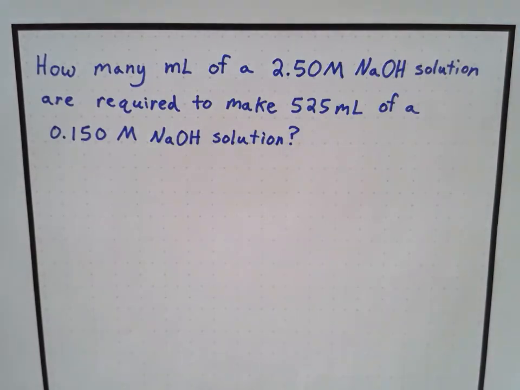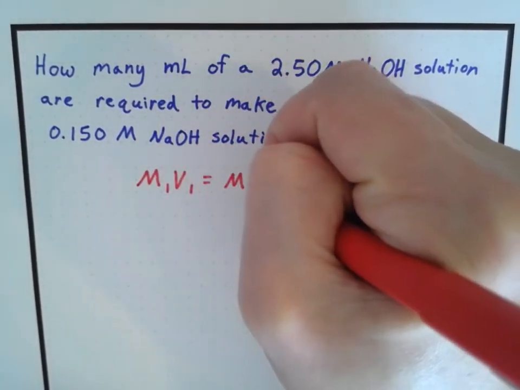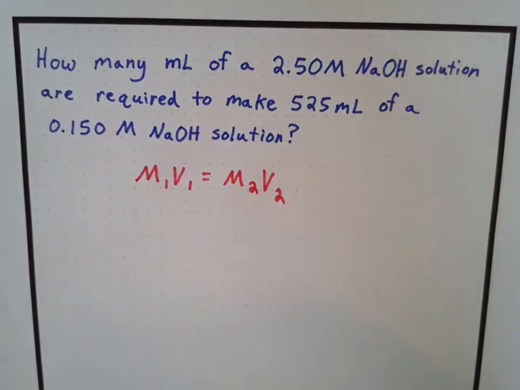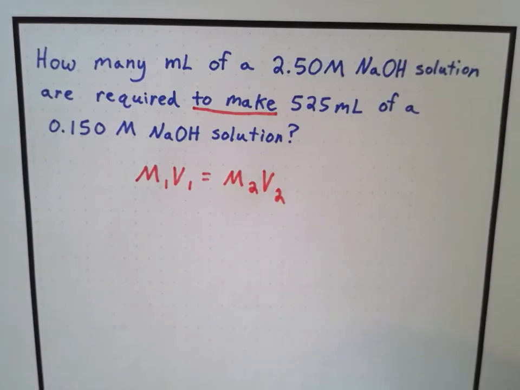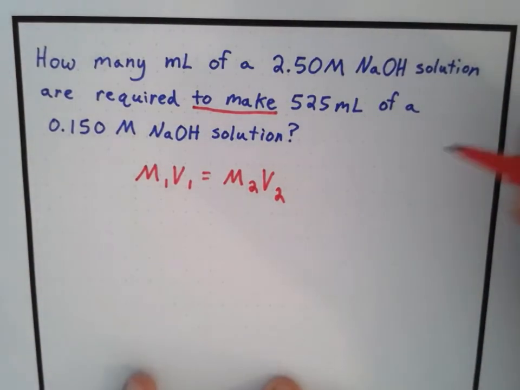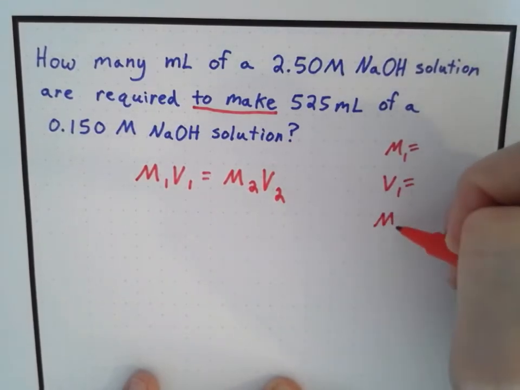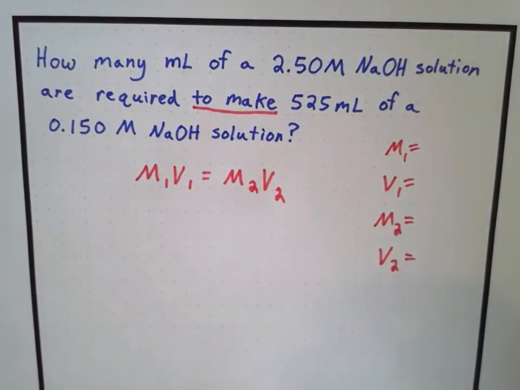We're going to do this problem exactly like we did the example one before. We're going to use the dilution equation. And we're going to pick out our variables. So again, when I see words like "to make," that means that whatever I'm making is going to be the M2 and the V2. So sometimes it's useful for me to make a little chart and just kind of collect the information from the problem. So I'm trying to make a 525 milliliter solution. So if I'm making that, that's going to be V2.